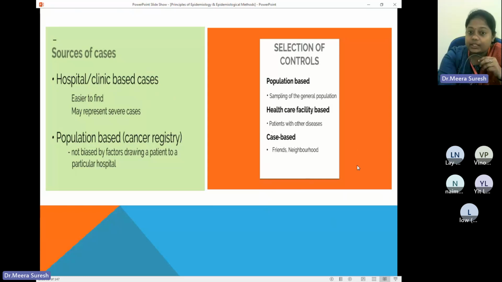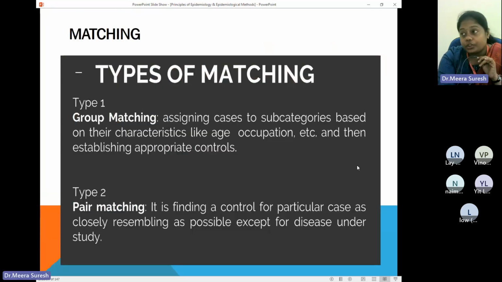So these are the different sources by which you take the cases and controls, but you should be very sure, because a case control study is associated with a selection bias or a selection error, and that can bring about an error in your study. So what to do to avoid this error? The best method to avoid the bias or the error is to bring in matching. The case and the control you select should be matched to each other. So we have two types of matching. One is group matching and another one is pair matching. You can go for any method of matching.